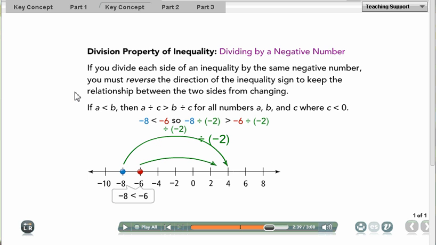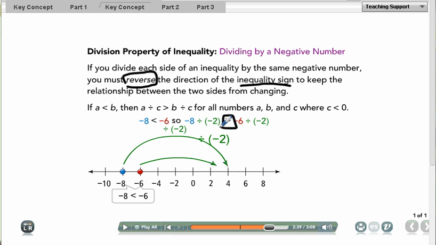Okay, so ladies and gentlemen, the division property of an inequality, again, if you are dividing by a negative, you have to reverse the inequality sign. So when we look, we have negative 8 is less than negative 6. We would agree to that. So what happens if we take negative 8 and we divide by negative 2? Well, we need to reverse because we're dividing by a negative. So we flip this sign around to become greater than, so that we have negative 6 divided by negative 2.